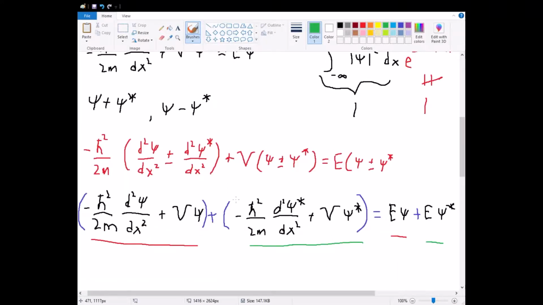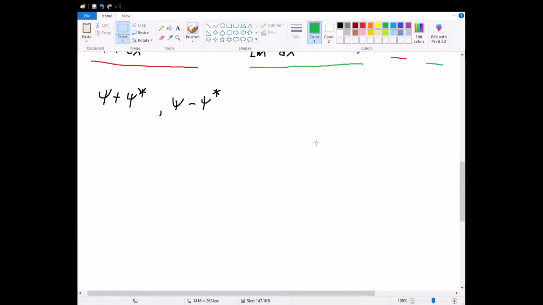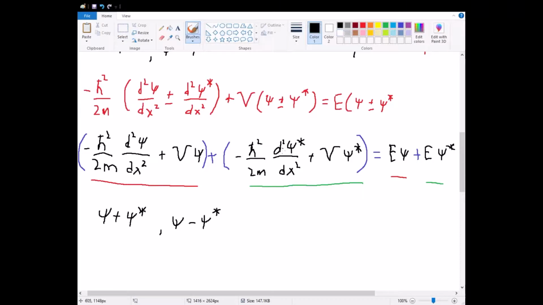And as a result, well, this is only true for the plus case. In the minus case, the signs would be reversed, but it's still the same idea in that everything is just being carried over and added onto each other. So this equation is still fundamentally true. So because of that, we can say that psi plus psi star and psi minus psi star are still valid solutions to our time independent wave function solution.